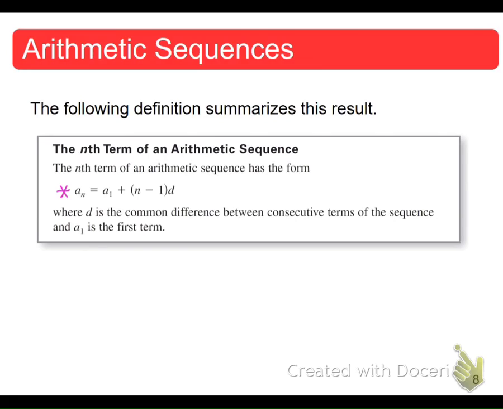right here. a sub n is equal to a sub 1 plus n minus 1 times d. Remember, d is your common difference between consecutive terms, and a sub 1 is your first term. And remember, the n is the term number that you are looking for there. All right, and we do that because we start with our first term.